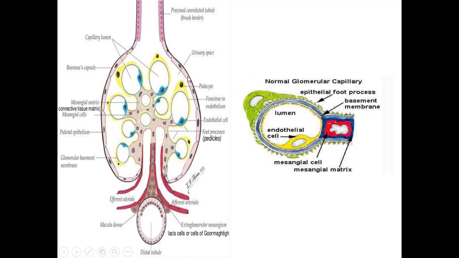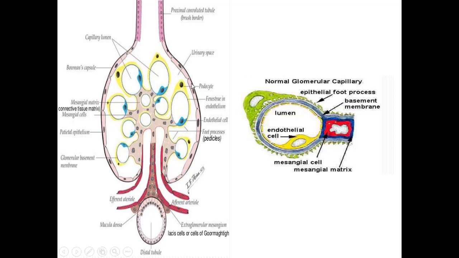If I have a problem in the glomerular basement membrane, this is the site of filtration, so I will have a patient with a clinical presentation of losing protein in urine, losing RBCs in urine, losing casts in urine. Why? Because this filtration barrier is affected.